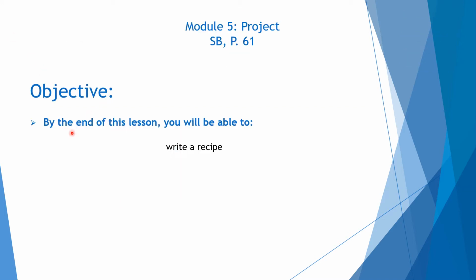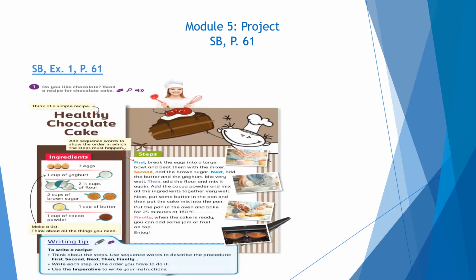Objective. By the end of this lesson, you will be able to write a recipe. Go to your student book exercise 1 on page 61. Yes, we have healthy chocolate cake, we have ingredients, we have steps. So it seems that we are going to read about a recipe. Now, what I want you to do is to read along with the recording.